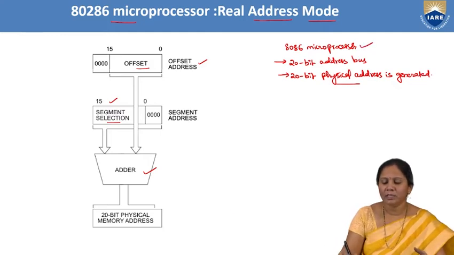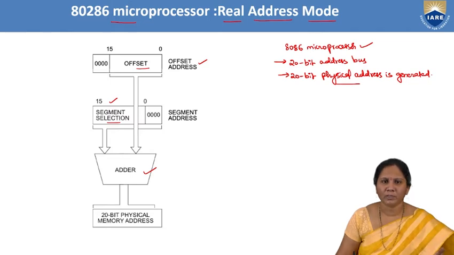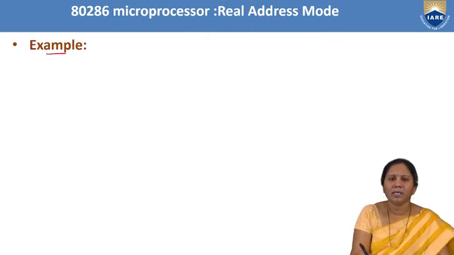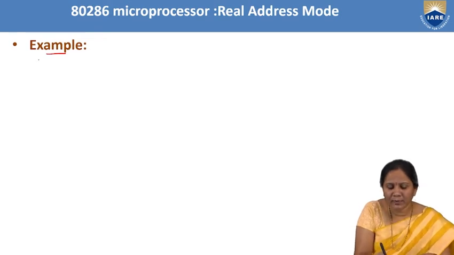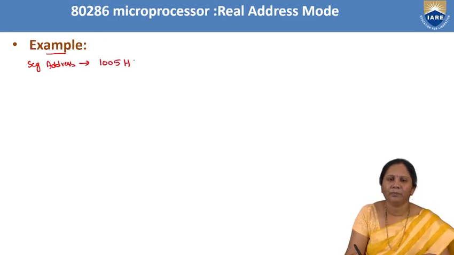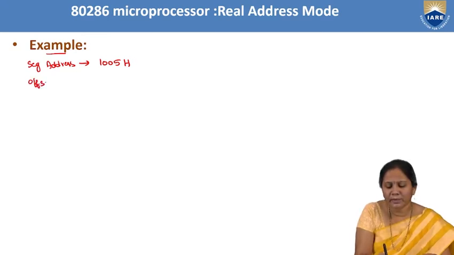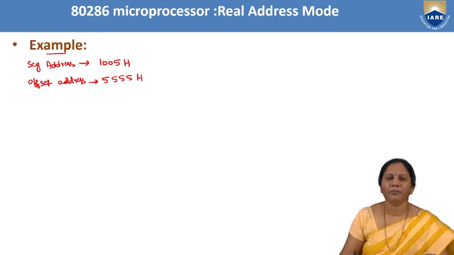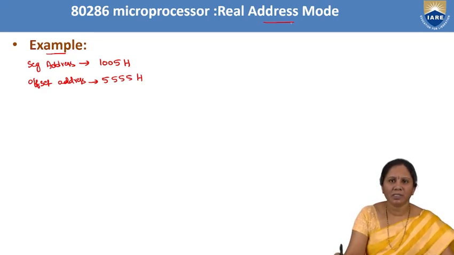As we said, the calculation of physical address when operating in real mode is the same as the 8086 microprocessor. Now we will see the procedure to calculate the physical address in the real address mode. For example, consider the segment address given as 1005H and the offset address given as 5555H. Both are 16 bits, and we have to generate a 20-bit physical address when the 80286 microprocessor is operating in the real address mode.